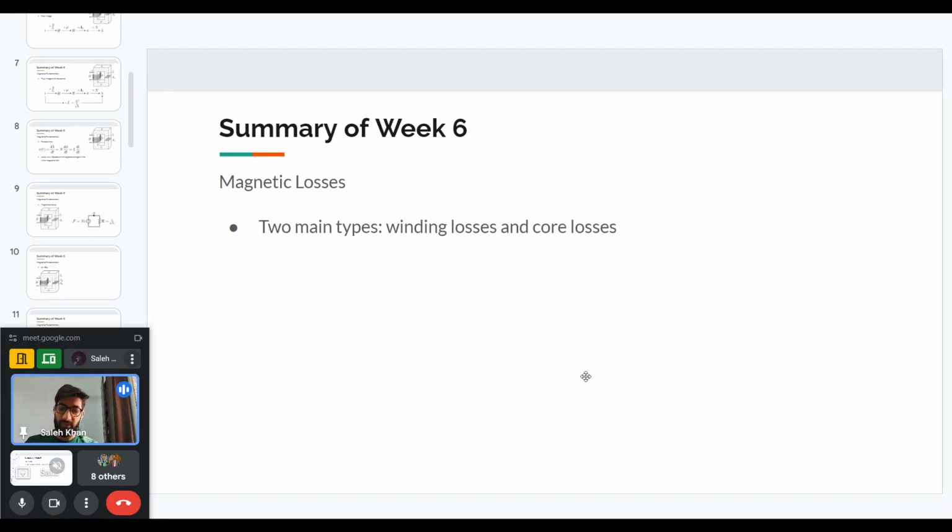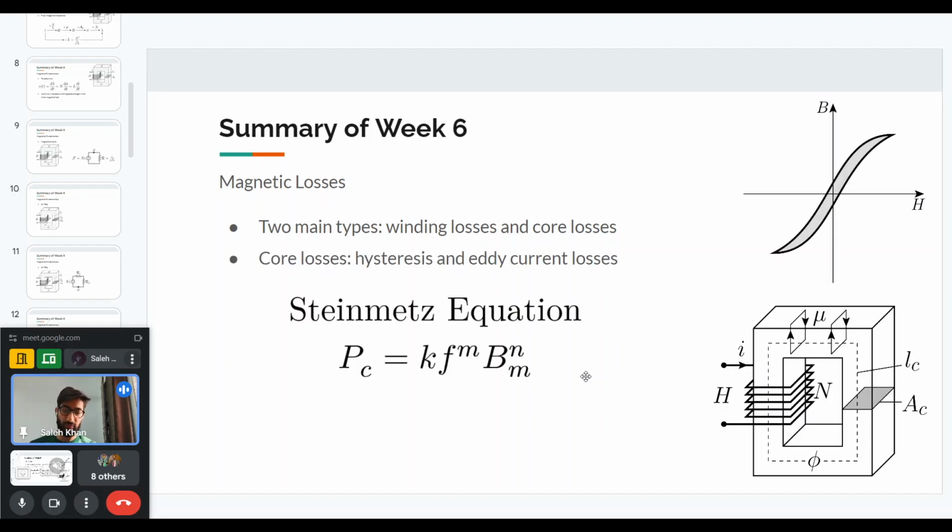Now, after these fundamentals we have covered, we can talk about some losses that occur in magnetic circuits. Just like we saw in semiconductors, we had different types of losses: switching losses, conduction losses. Similarly, in magnetic circuits, we can have different types of losses. We can have losses in the winding of the inductor or transformer, and we can have losses in the core material. So in the core, we can have two types of losses.